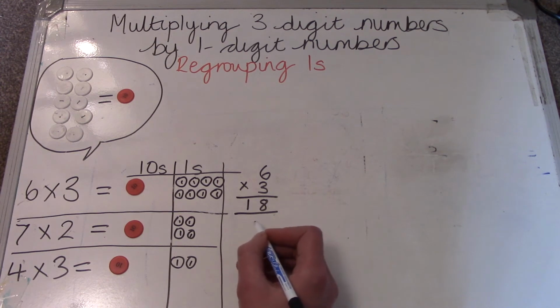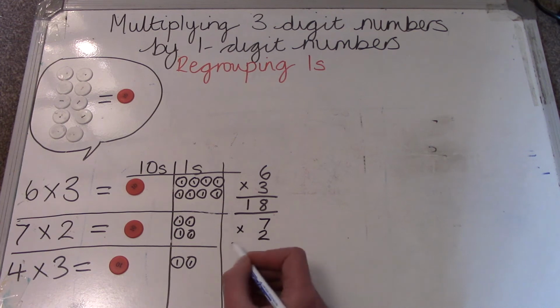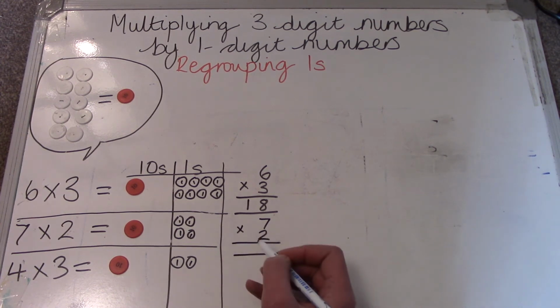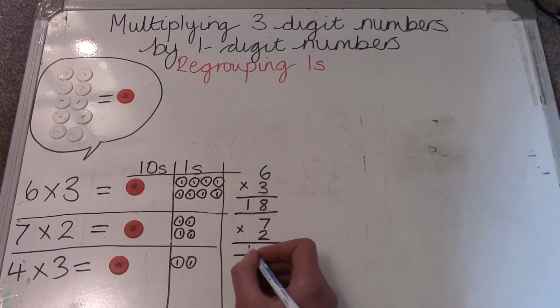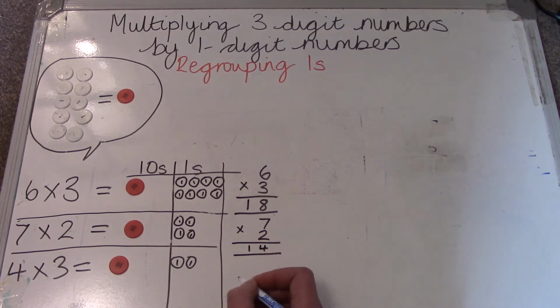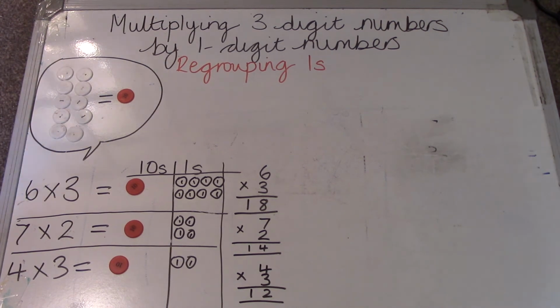For the second one, 7 multiplied by 2 is 14. So if you were thinking about how that would look as part of a calculation, you wouldn't put 14 in the ones column, you would regroup the 10 ones into a 10, and it would look like this. And the final one, 4 multiplied by 3, is 12. If you were to write it in this way, you would have to use the tens column. That's the principle behind it. That is why it's important that you think about your regrouping and what you're doing.